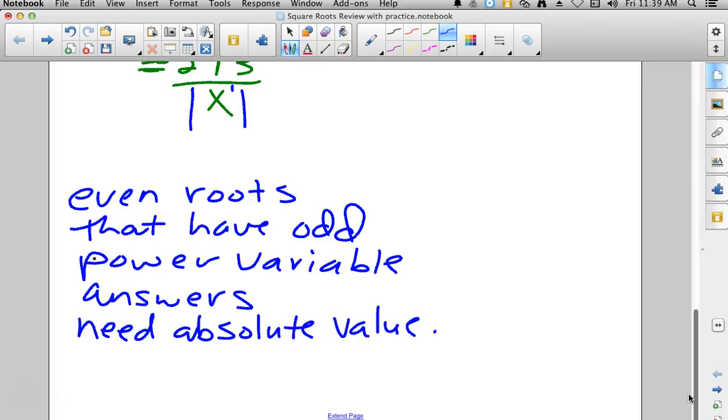So for your assignment, you can kind of go through, do all the problems, and then go back and say to yourself, okay, if these were all square roots, if any of my answers came out to x to the first, x to the third, x to the fifth, x to the seventh, I've got to slap some absolute value bars on. So that's the shortcut to remembering that.